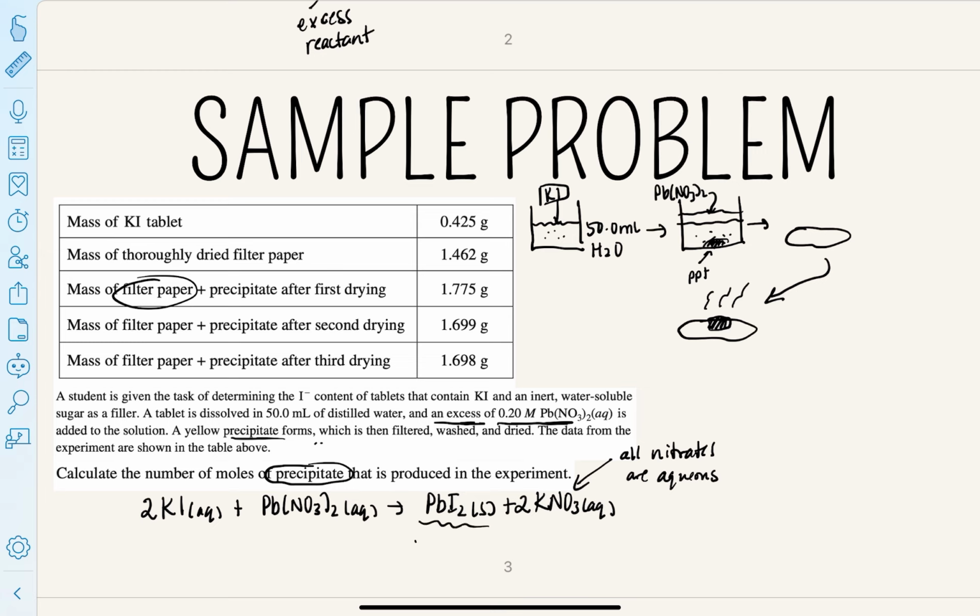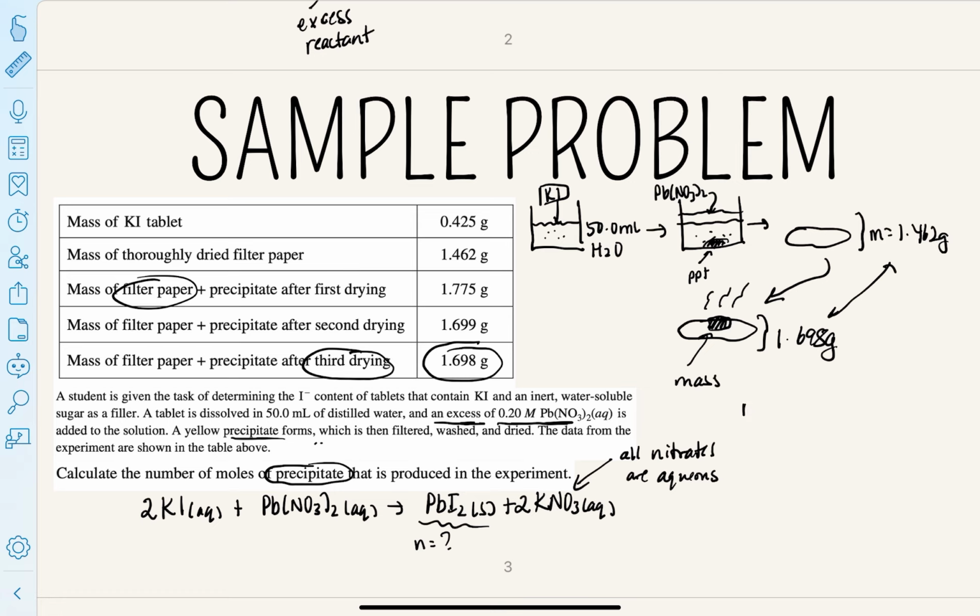And okay, so now that we know that, this is what I want to try to find, right? How many moles of precipitate did I form? So I can use my lab data to figure out the mass of this precipitate. And what I can see from the data table is after I've dried it the third time, the mass of the precipitate and filter paper is 1.698 grams. So we'll pretend this is after the third drying. So this is 1.698 grams. The empty filter paper is 1.462 grams. So if I take the difference between these two values, that will tell me the mass of the lead-2 iodide, or my solid that's produced.